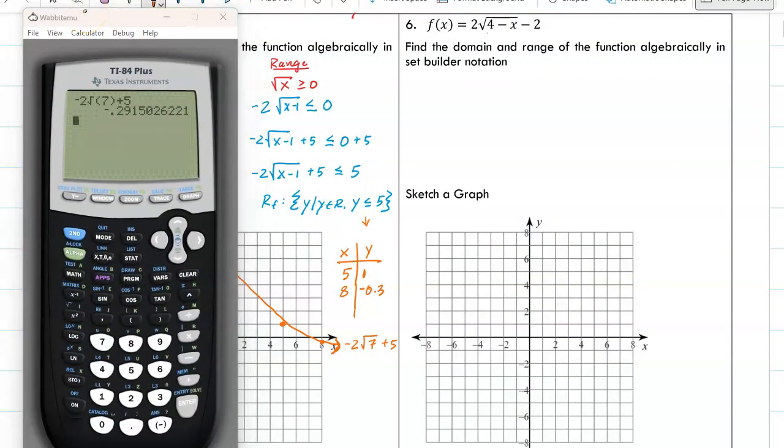What's inside of the radical? 4 minus x greater than or equal to 0. That becomes the domain. Okay, subtract 4, negative x is greater than or equal to negative 4. Divide both sides, or multiply both sides, by negative 1. So x, flip the inequality sign, is less than or equal to 4. So the domain of this function is going to be x such that x is an element of all real numbers. X has to be less than or equal to 4.